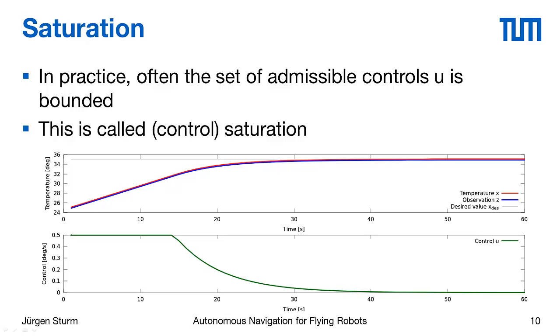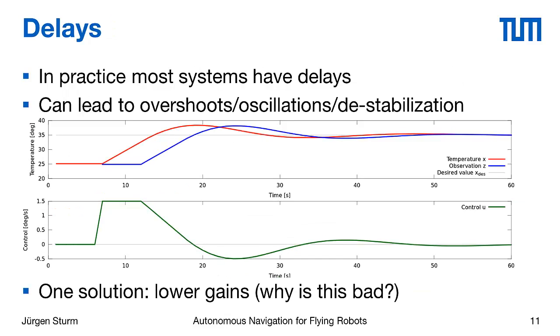So for example, if you have to open a valve by hand, then maybe you can only rotate it at a certain speed. And this might mean that it takes a few seconds until you have opened it enough to get your 35 degrees of desired temperature.